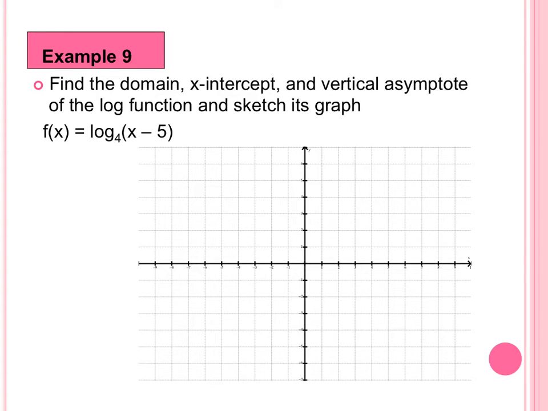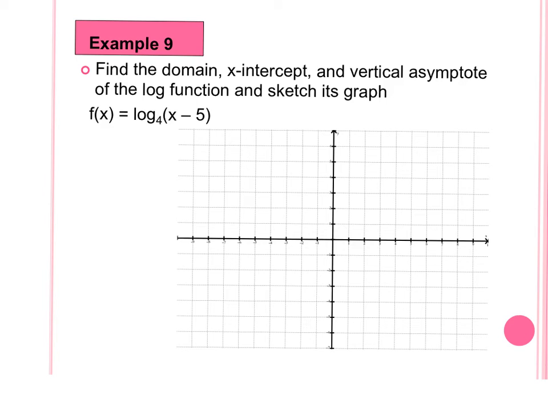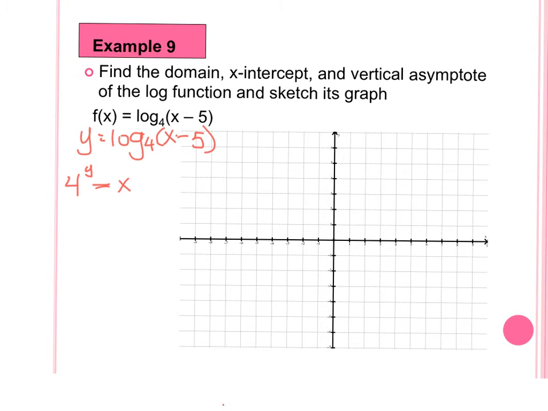All right, so the directions say find the domain, x-intercept, and vertical asymptote of the log function and sketch its graph. I'm going to start by plugging in the points, sketching it, and then answering the questions. The order obviously doesn't matter. So I'm going to change this to y equals log base 4 of x minus 5, and then convert that into exponential notation, which is 4 to the y equals x minus 5.